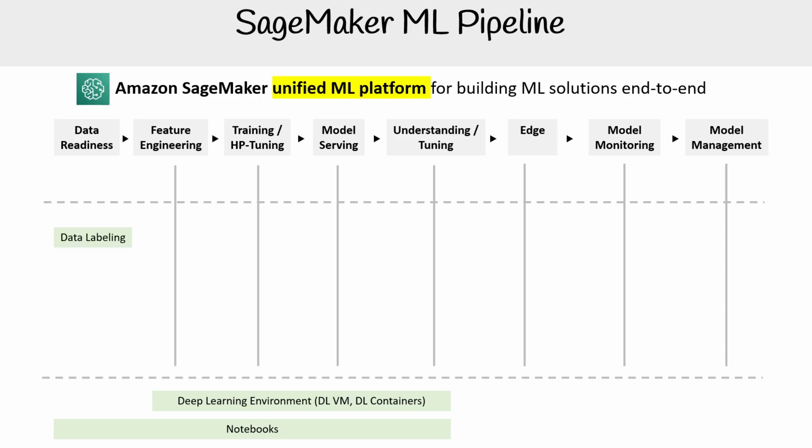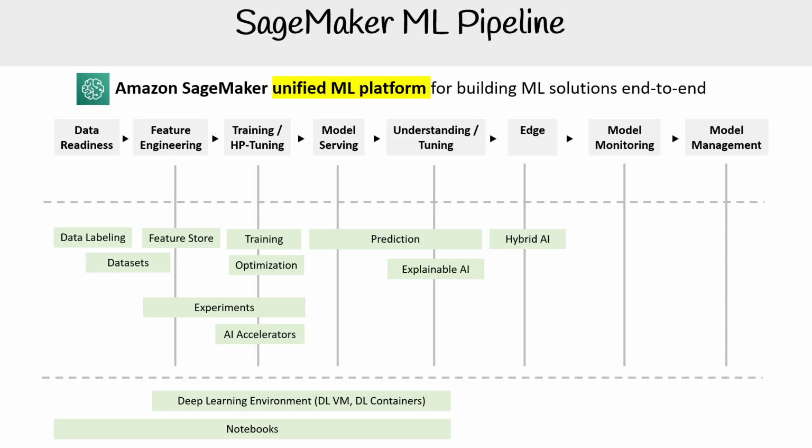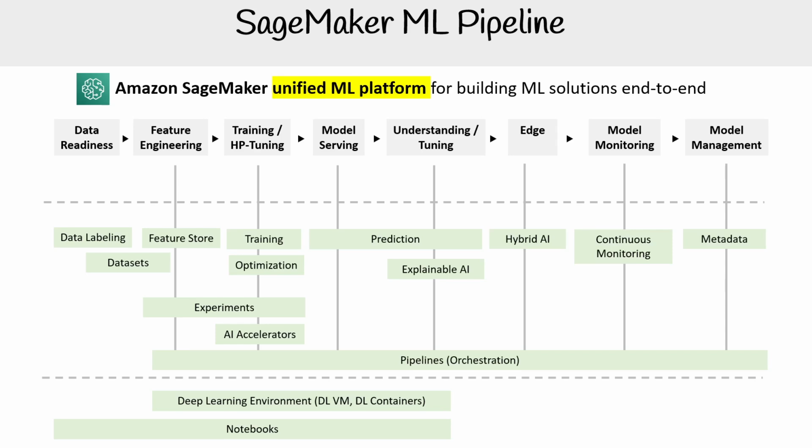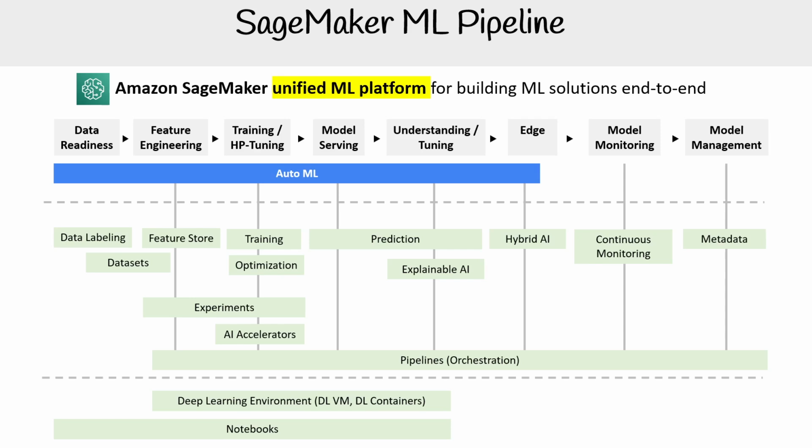In data readiness, we have things like data labeling, data sets, feature store, experiments, AI accelerators, optimization, training, prediction, explainable AI, hybrid AI, continuous monitoring, metadata, and then we have pipelines down below for orchestration. And then there's a thing called AutoML, which they still have, but it's now wrapped into something called SageMaker Canvas.